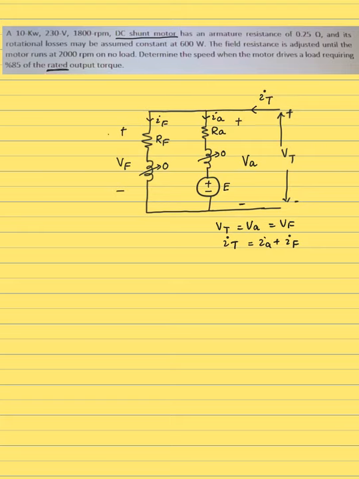Now we have the rated values. The rated values are 10 kilowatts power, and 230 volt is the supply voltage, which gives you VA as 230 volts too. The rated speed of the machine is 1800 RPM. The armature has a resistance of 0.25, which will remain constant unless external resistance is added. We're also given the rotational losses of the machine, which are constant at 600 watts. W is the unit of power, or the unit of the loss as well, in watts.